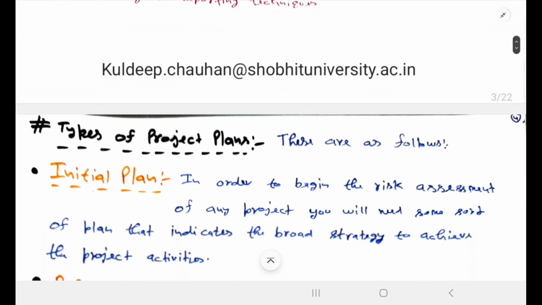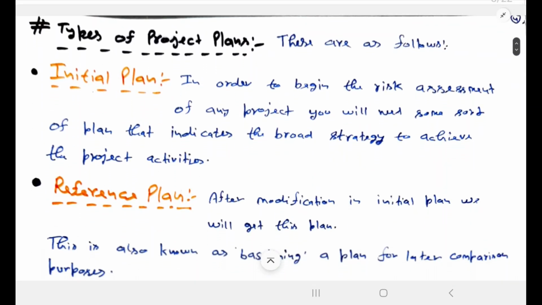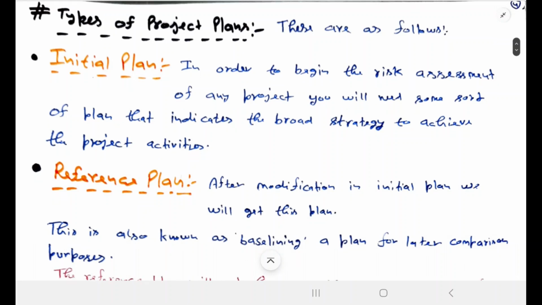Now we will learn some different types of project plans. We have some most common plans, namely, the first one is the initial plan. As the name suggests, it means at the very first level, the plan which is followed, which is created, that is called the initial plan.